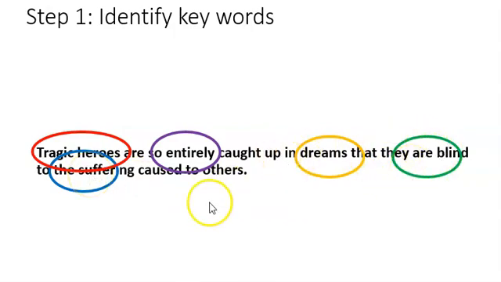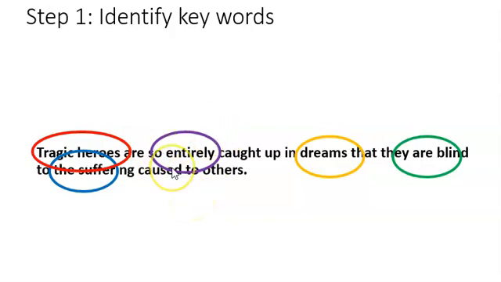These ones, dreams, blind and suffering, are really rooting you to the texts and to the genre. Dreams and reality is a huge theme in tragedy, especially the ones that we are studying. Blindness, suffering, that roots you within the genre absolutely brilliantly. So you must make sure that you are thinking about those aspects of tragedy when you're responding to the question.